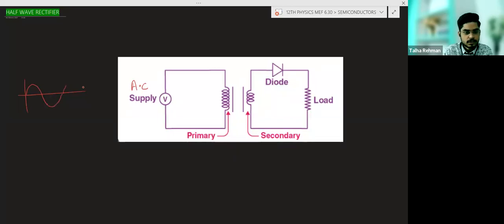Like this, no? This is the positive cycle, negative cycle, positive cycle. It is a voltage versus time graph. I told you in AC, we are supplying this type of voltage: positive half cycle, negative half cycle, positive half cycle.